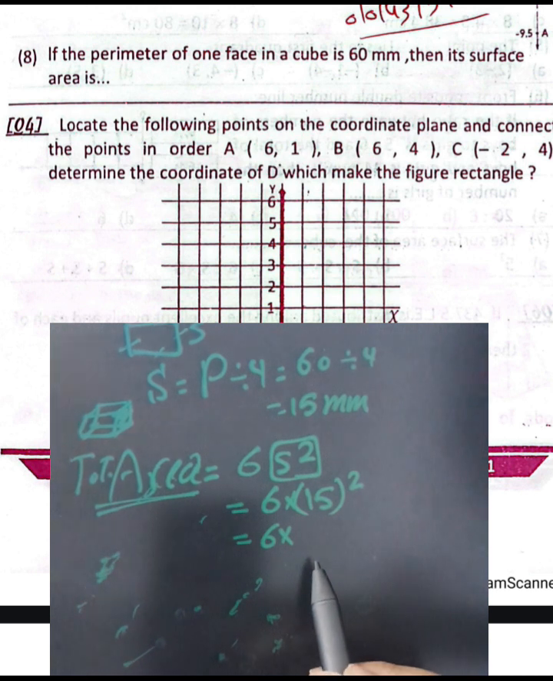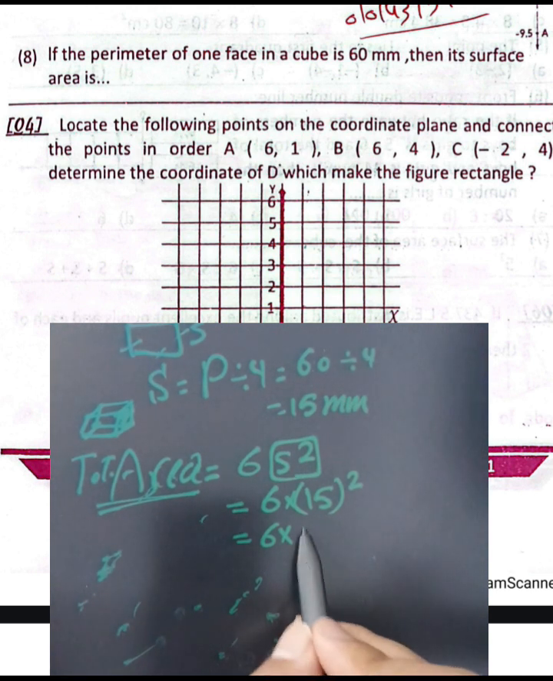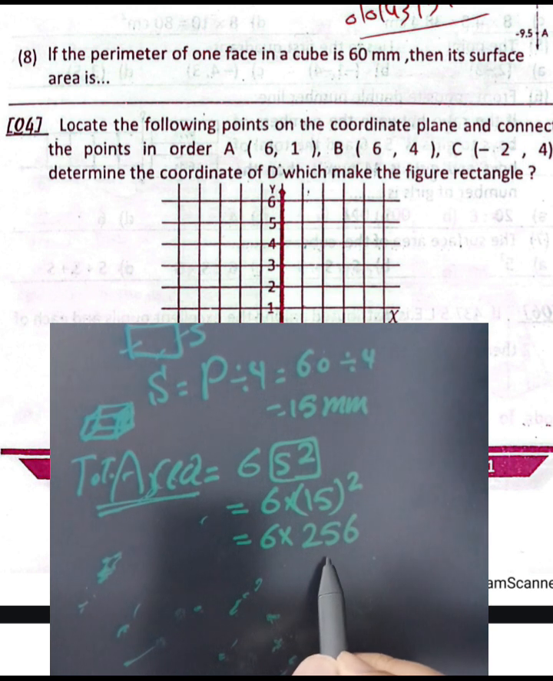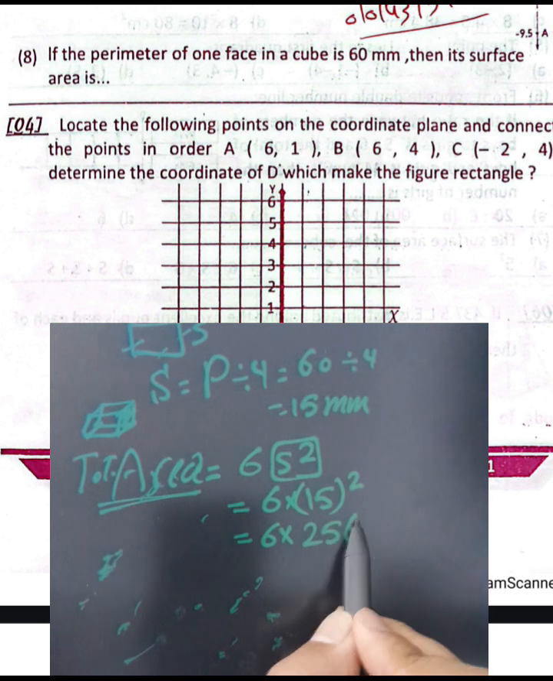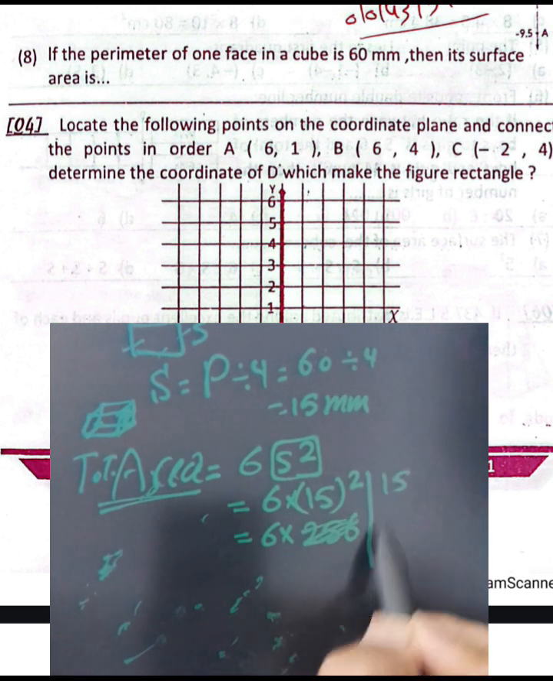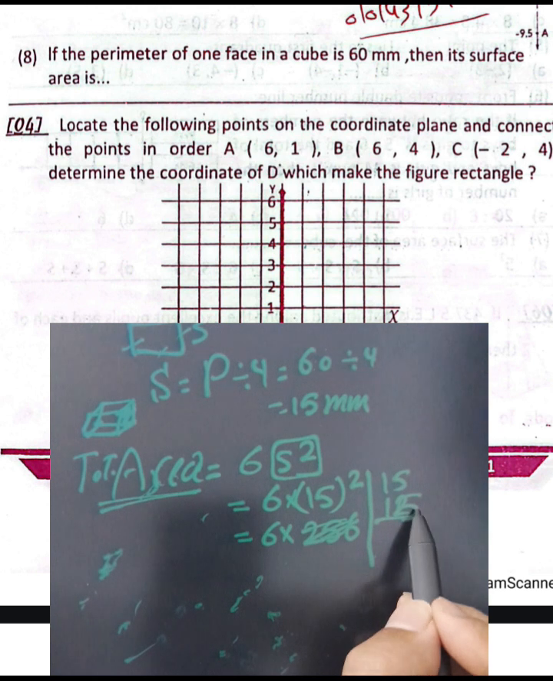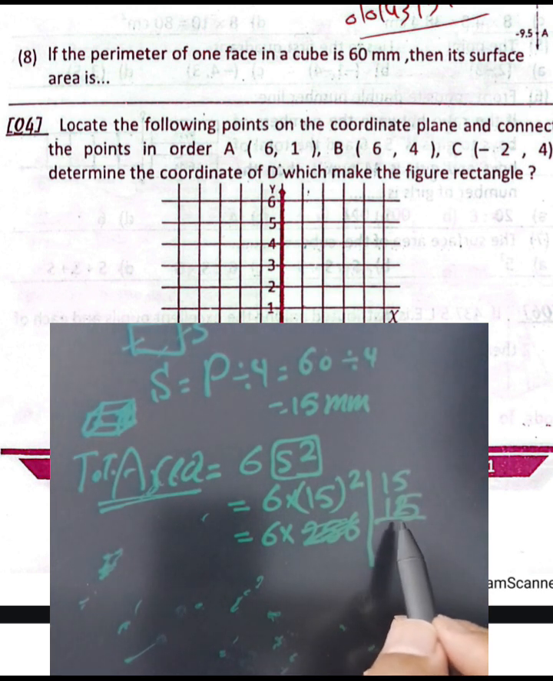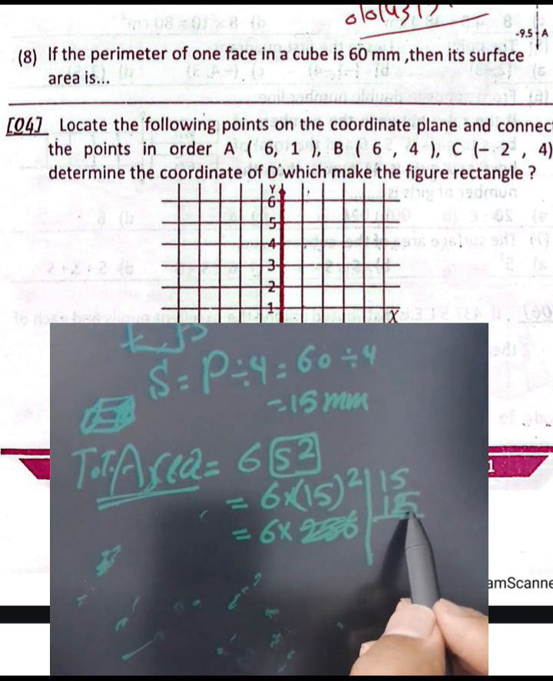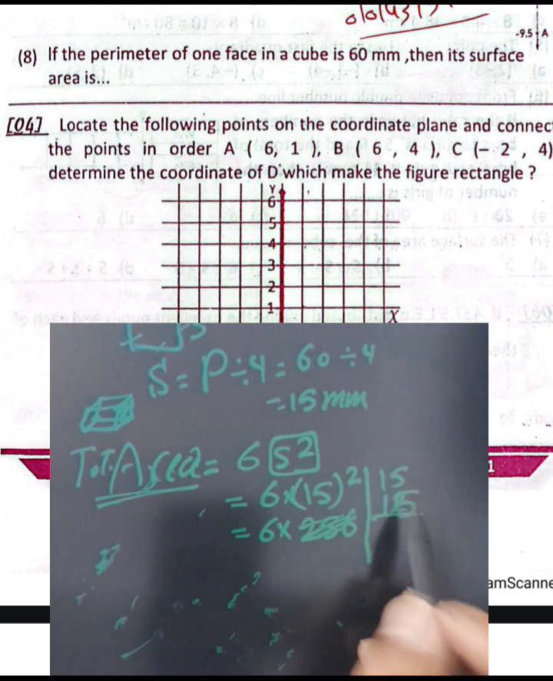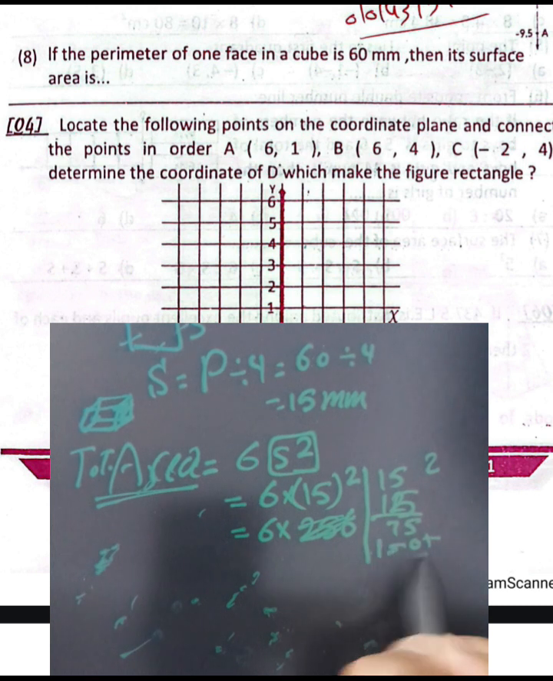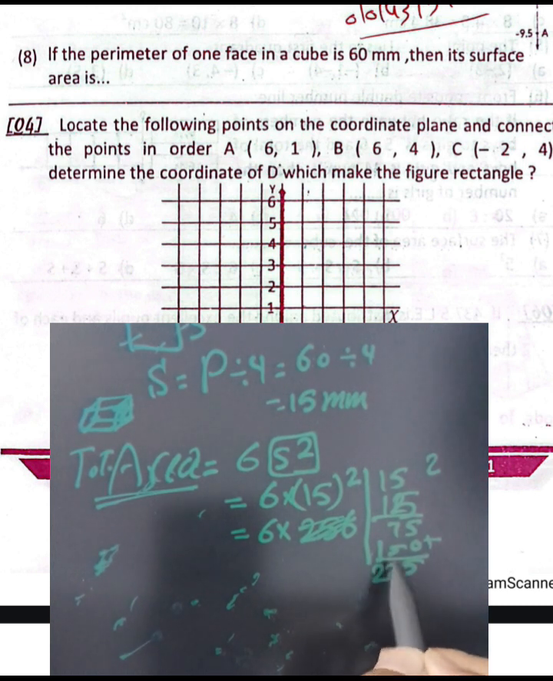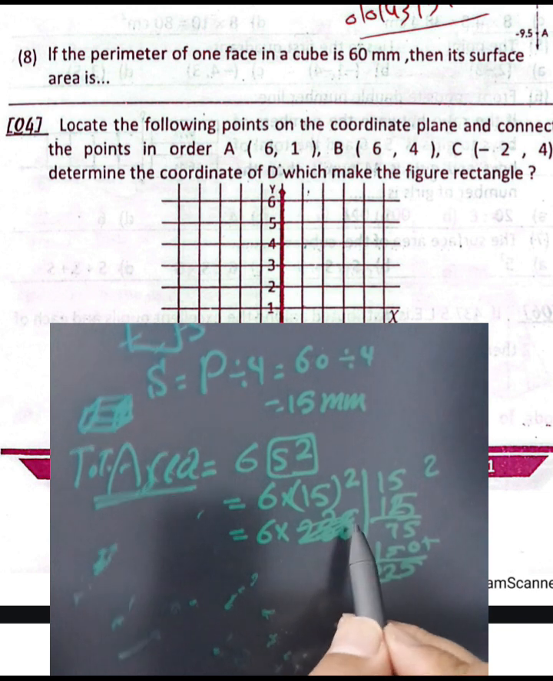15 times 15 will be 225. Okay, 15 times 15: 5 times 5 is 25, write 5 and carry 2. 1 times 5 equals 5, 5 plus 2 equals 7. Then write 0. 1 times 15 equals 15, write 5. 225. Okay.